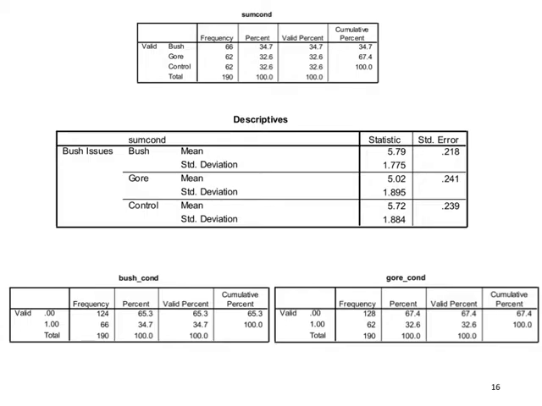And so this is that nominal variable where I just did descriptive statistics on it.